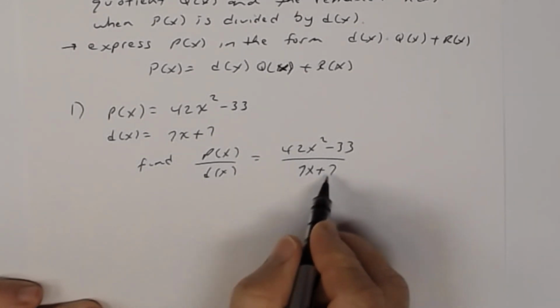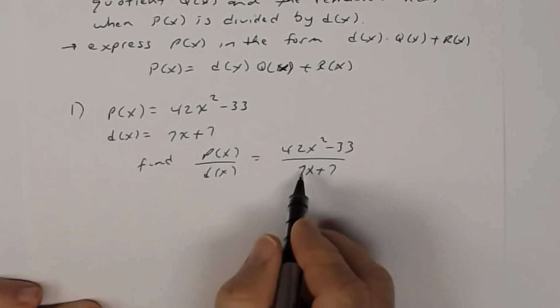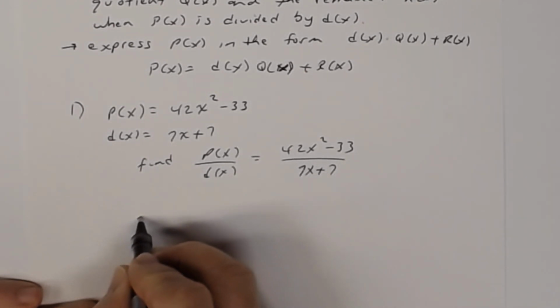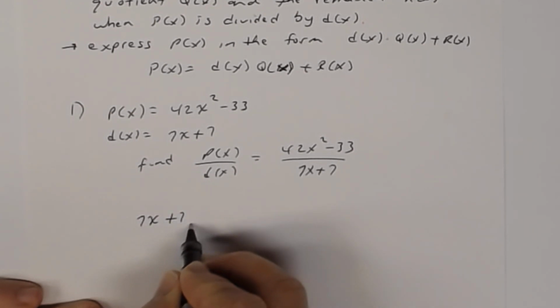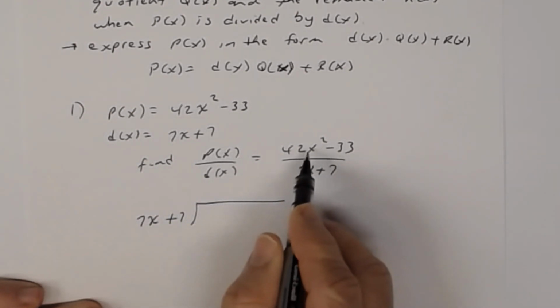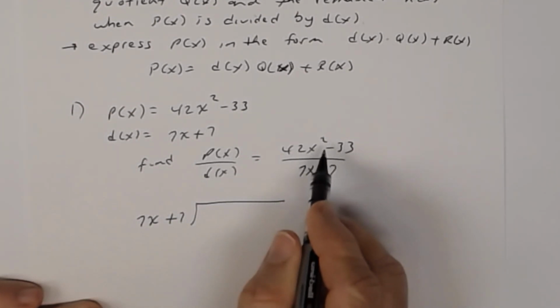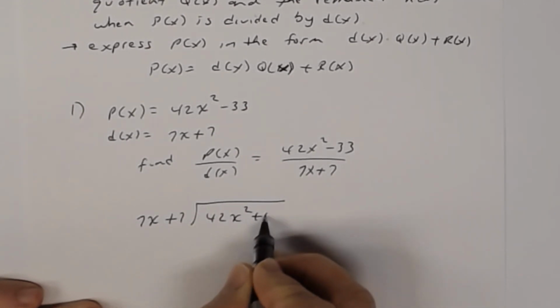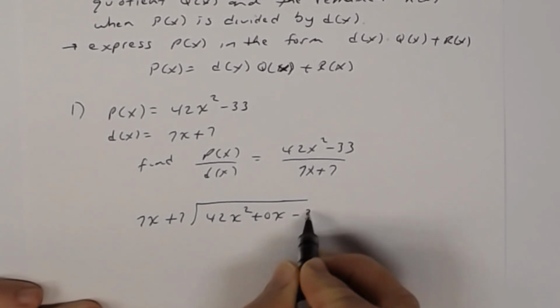So notice the denominator is in descending order, and there's no missing terms. So we're going to go ahead and write it as 7x plus 7 divided into. Now the numerator is in descending order, but there's an x term that's missing. So we're going to write it as 42x squared plus 0x minus 33.